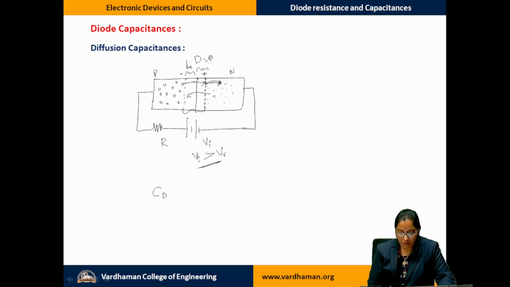Diffusion capacitance CD, as we all know, we can derive it as dq by dv, depending on the amount of charge that is traveling based on the potential applied. We are going to define this diffusion capacitance. dq by dv is the expression used.